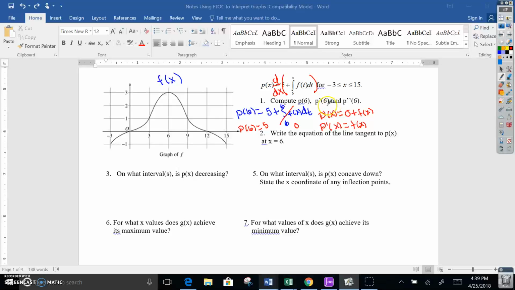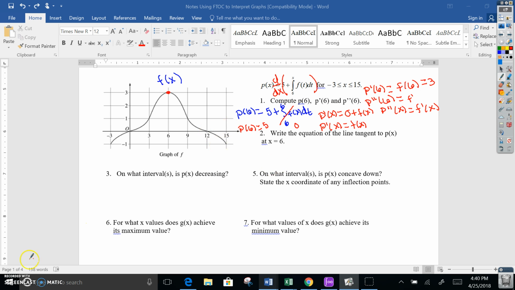And so when I go ahead and try to find P prime of 6, I'll do it up here so I don't run out of space. P prime of 6 is simply going to be f of 6. So I'll go to 6 and find the corresponding y value, and that of course is 3. So that's 3. Now it wants P double prime. If P prime is f, then P double prime is going to be f prime. Basically, think of it as taking the derivative of both sides in this equation.